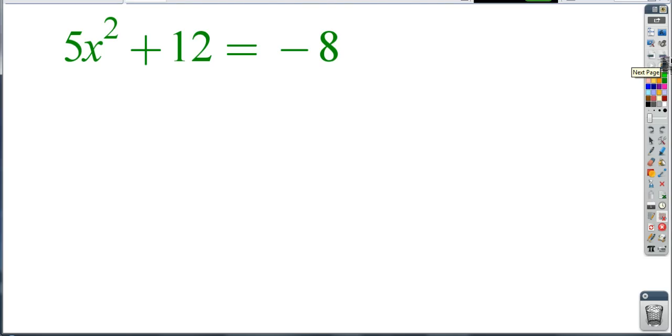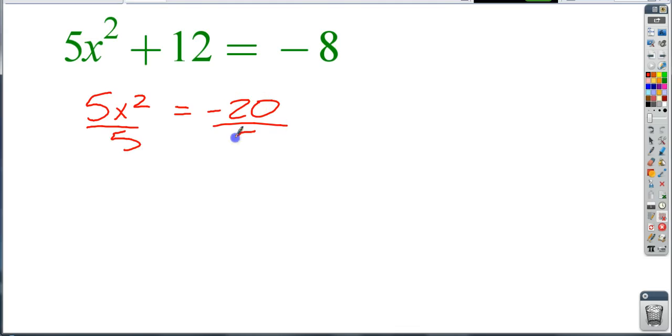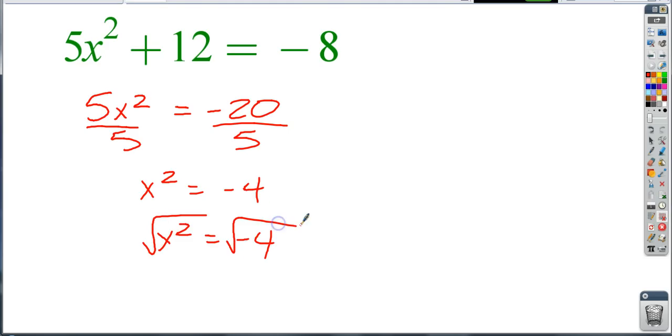Okay, so I'm looking at this, and the first thing I'm going to do is solve this like an equation, so not factoring. I'm going to get my variables on one side and my constant terms on the other. That means subtracting 12 from both sides. I get 5x squared is equal to negative 20. Then I'm going to divide both sides by 5, and I get x squared is equal to negative 4. Then I'm going to take the square root of this. The square root of x squared is x, and the square root of negative 4 is, wait, I can't take the square root of negative 4.